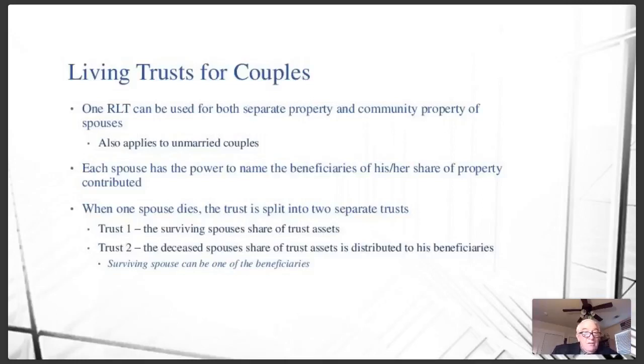Trust one is the surviving spouse's share of the trust assets, and trust two is the deceased spouse's share of trust assets that's distributed to his beneficiaries, which may or may not be the spouse.